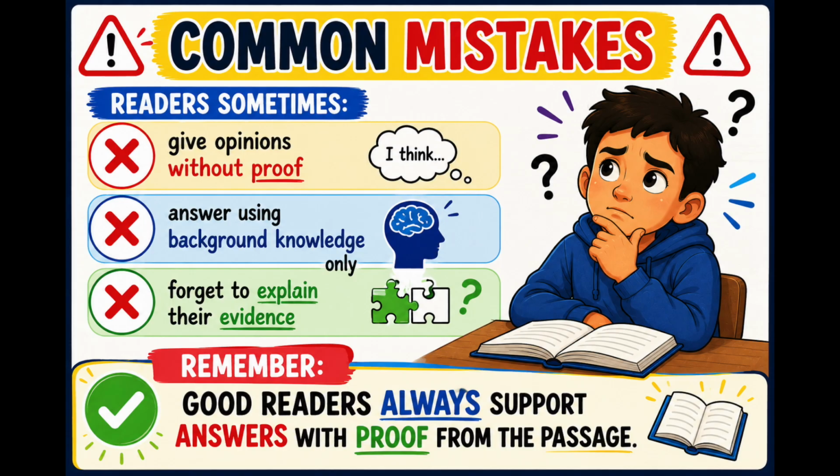Two, answering using background knowledge only. So maybe they do have a correct answer, but instead of referring to the text, they're referring to some other background knowledge not mentioned in the text. In order for it to be using text evidence and to get those points, it can't just be background knowledge. It has to be evidence mentioned in the text. And they forget to explain their evidence is another mistake. So how does this support what you are saying it supports? Remember, good readers always support answers with proof from the passage.